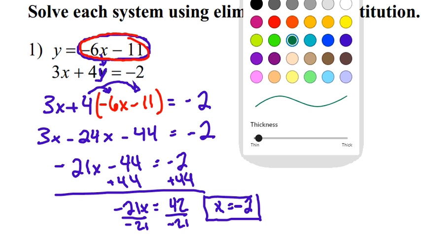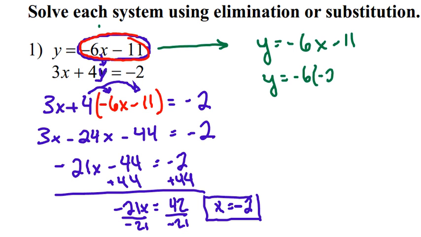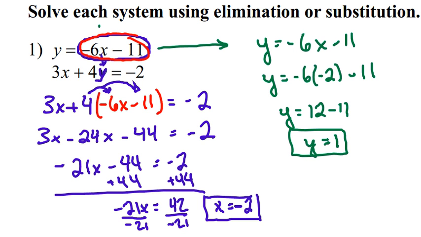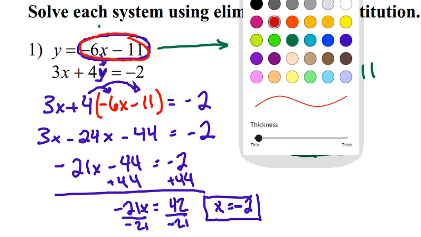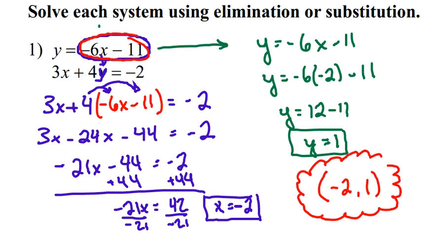Not quite done though. We still need to find out what y is. And so we're going to use that top equation. y is negative 6x minus 11. We're going to plug in that x value because now we know what it is. y equals 12 minus 11, y equals 1. And the way we write our final solution is as an ordered pair, x, comma, y, because this in the red is the location on a graph where you would find these two lines intersecting one another.